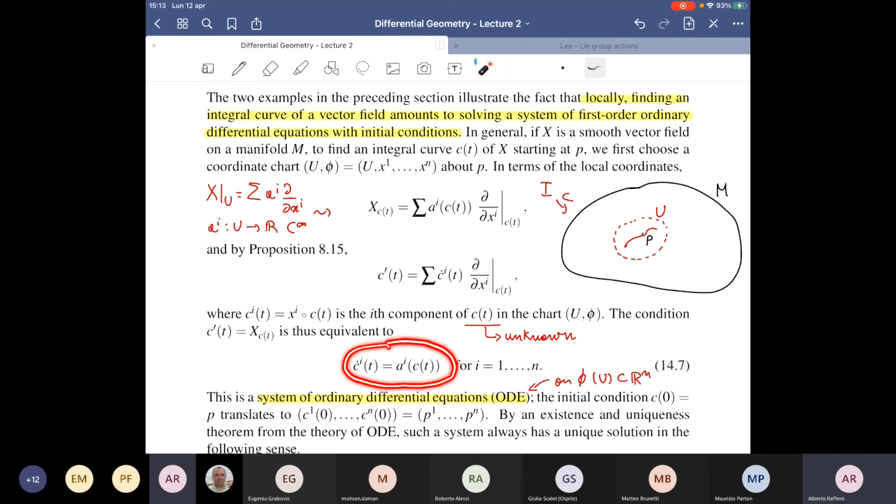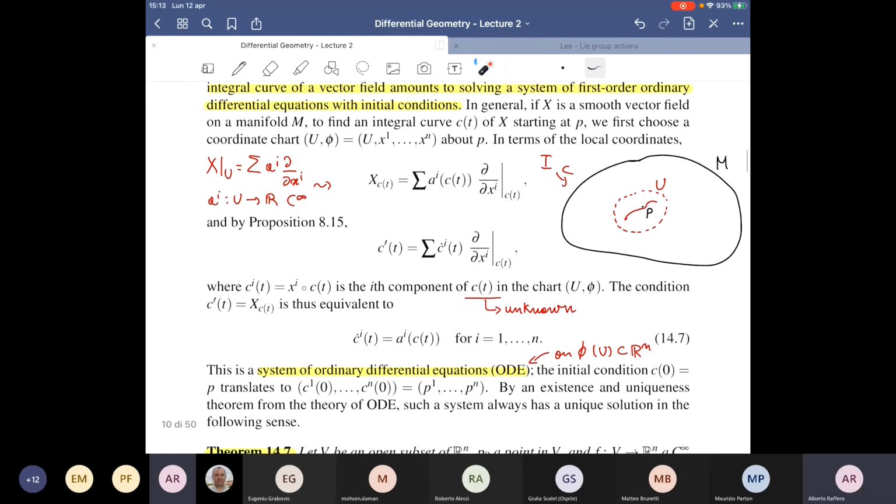So we'll get such type of equation for every i going from 1 to the dimension of the manifold. And what is this? If you consider all of these equations, this is just a system of ordinary differential equations. But be careful, this is not a system of ordinary differential equations on the manifold. It is a system of ordinary differential equations on the image of this open set inside R^n.